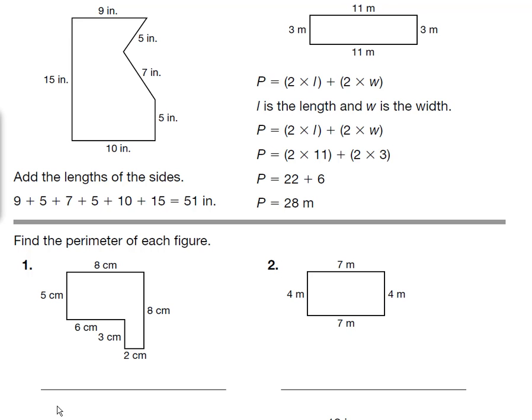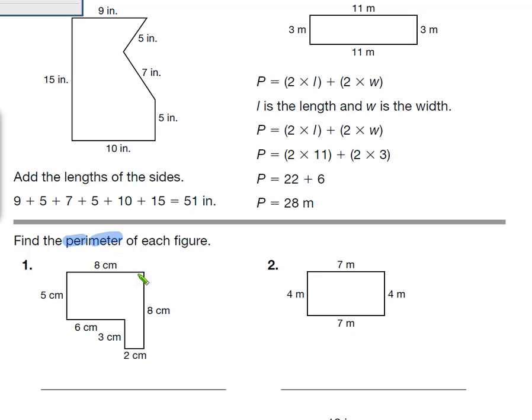Hello, today we are doing topic 15-3, which is finding the perimeter of a shape. Now perimeter, if we were to break that word down, the P-E-R-I in perimeter stands for around, and the M-E-T-E-R in perimeter stands for measure. So perimeter stands for measuring the distance around.